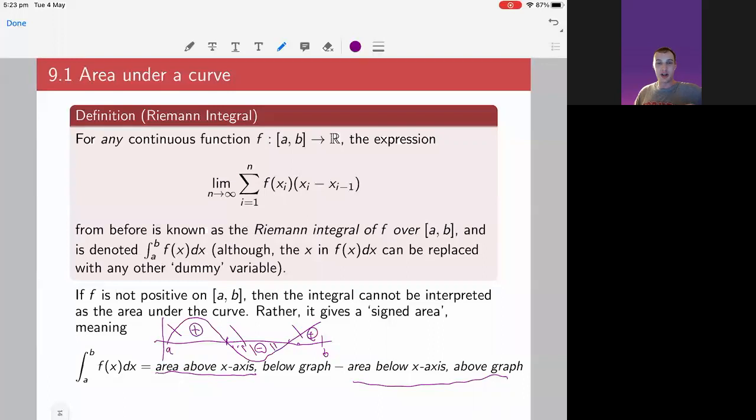So this is what integration means. It's not always area, it's signed area, depending on whether the area contributions are above or below the x-axis. Any questions on that?